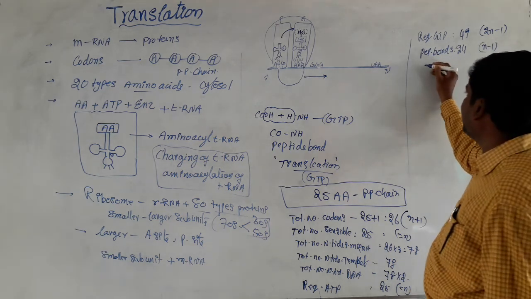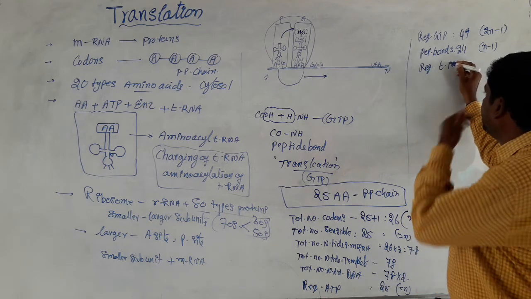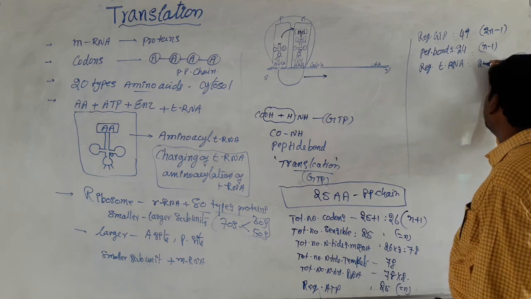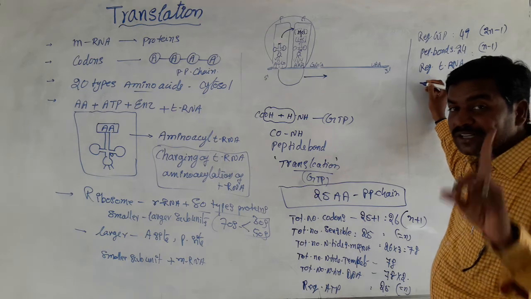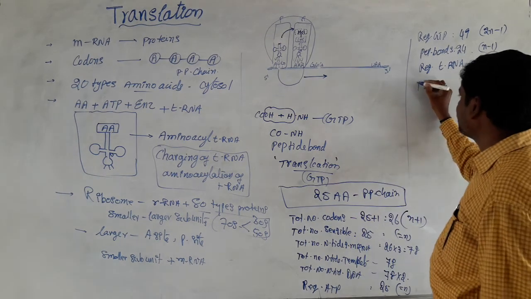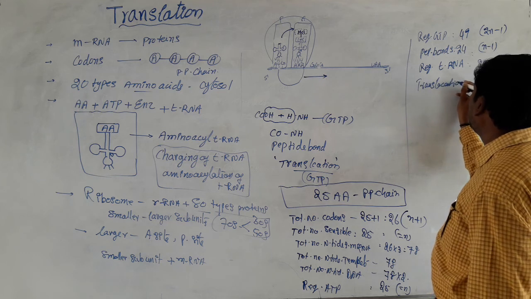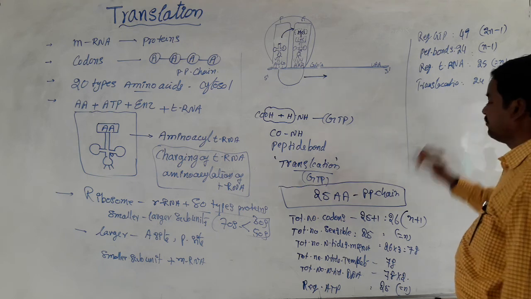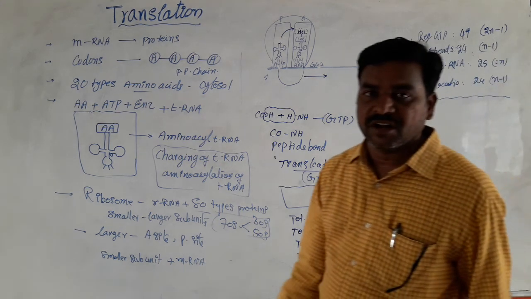And what about the required number of tRNAs participating? The tRNAs participating are always equal to 25, equal to n. And what about the translocations completed in the ribosome? Translocations are always equal to n minus 1. Okay, this is the information that is most important for objective purposes.